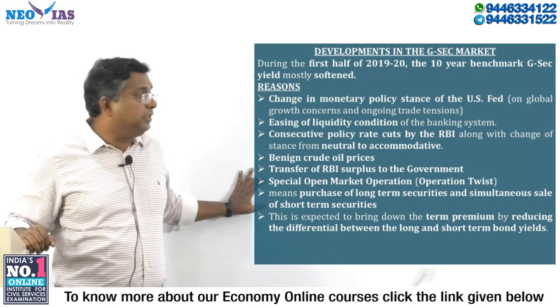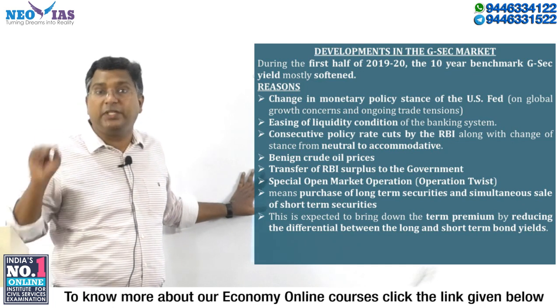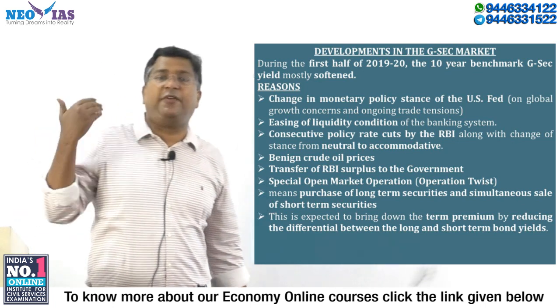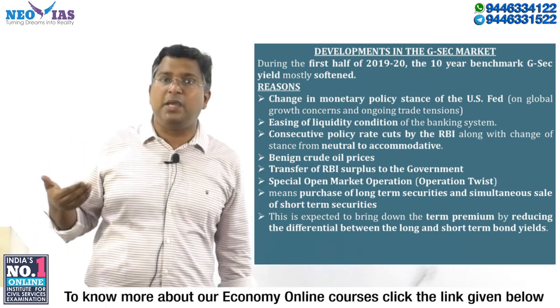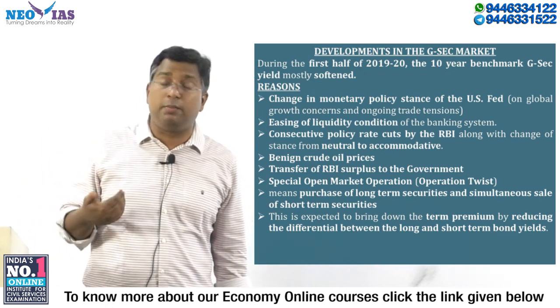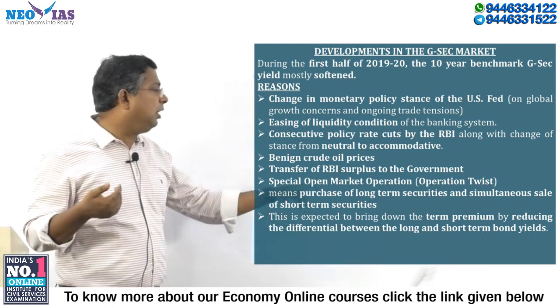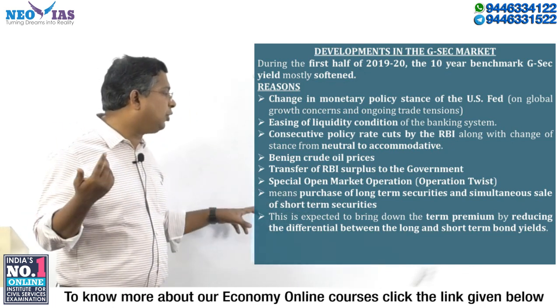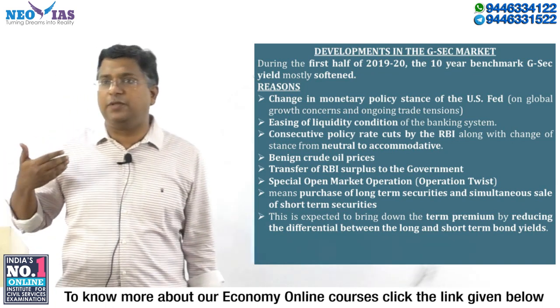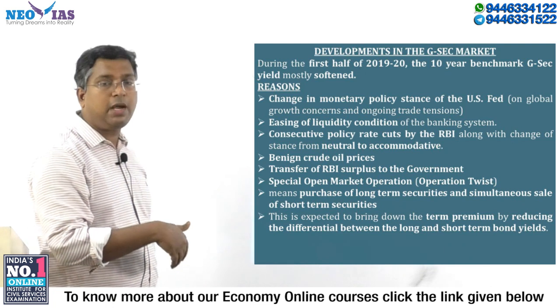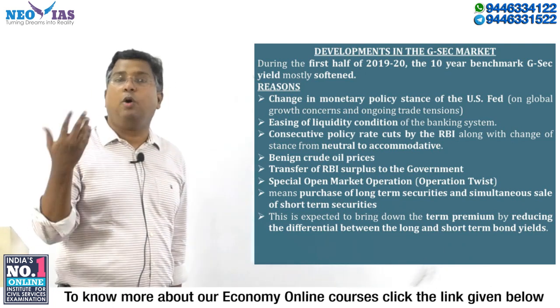RBI is doing this operation for the first time. Okay, so that's the reason why this can be a very important question. The US Federal Reserve used to do it. But RBI has done this special open market operation, with simultaneous buying of long-term security and selling of short-term security, for the first time. Because of that, this question can be asked. They can ask what is this special open market operation, or they can ask what is this Operation Twist.